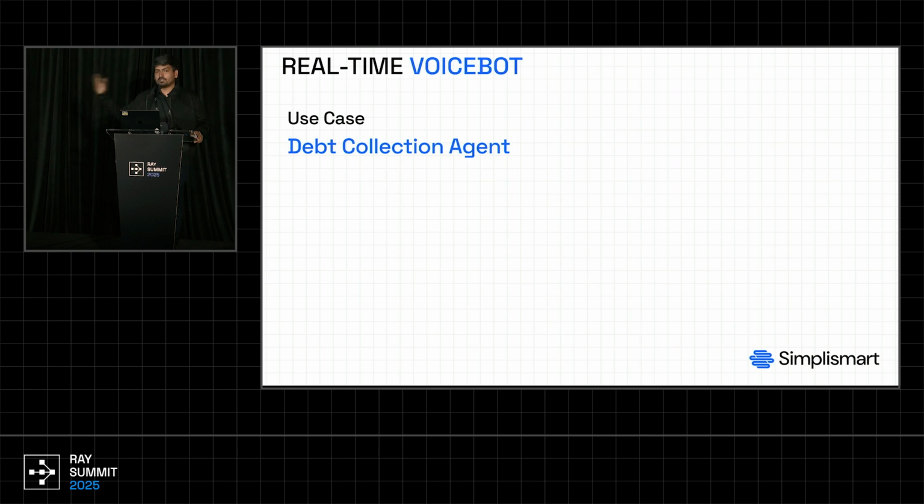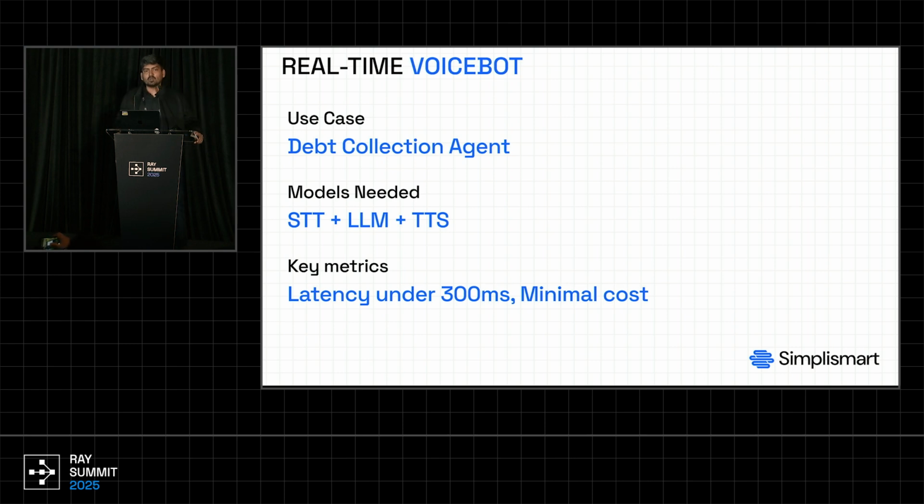So we had a customer who was building a debt collection agent. They are building a voice bot. Of course, they're using a speech-to-text, LLM, and a text-to-speech model in order to do that, right? It's a fairly straightforward pipeline. The key metrics that they were trying to achieve here is, of course, having a latency under 300 milliseconds so that it feels real-time. And of course, you want to reduce your cost per conversation, right?